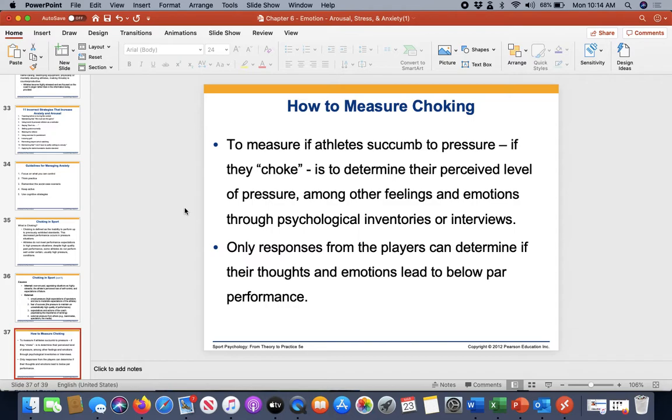How do you measure choking? Well, how badly did they not perform? I mean, it's really that simple. They give you other things here, but it's really, did you perform? And that's what it comes down to.